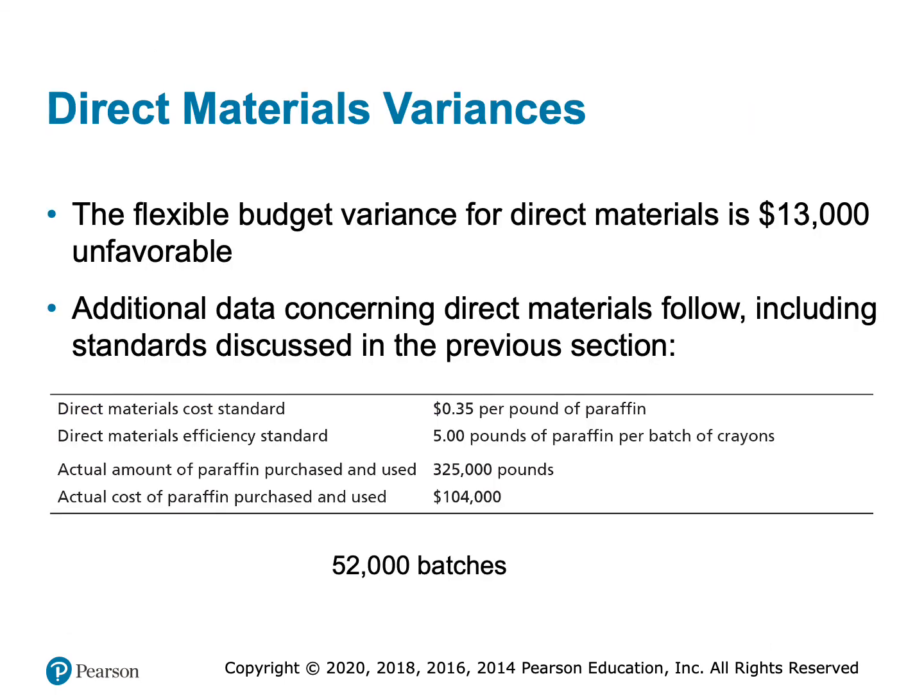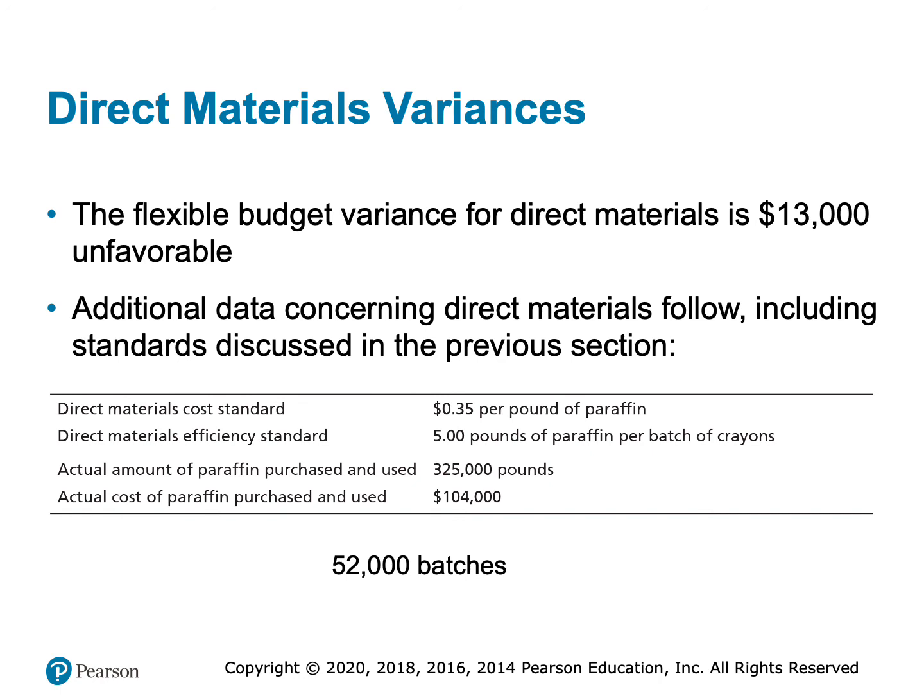So we know that the flexible budget variance for direct materials is 13,000 unfavorable. Essentially, we know the ending answer before we even start the problem. Some additional data that we are given is that the direct materials cost standard is 35 cents per pound of paraffin. Remember, we're making crayons here, and I always thought crayons were made out of wax, but apparently they're made out of paraffin. So 35 cents per pound of paraffin.